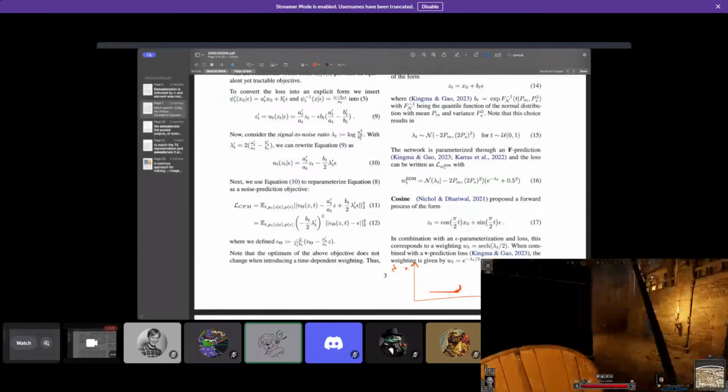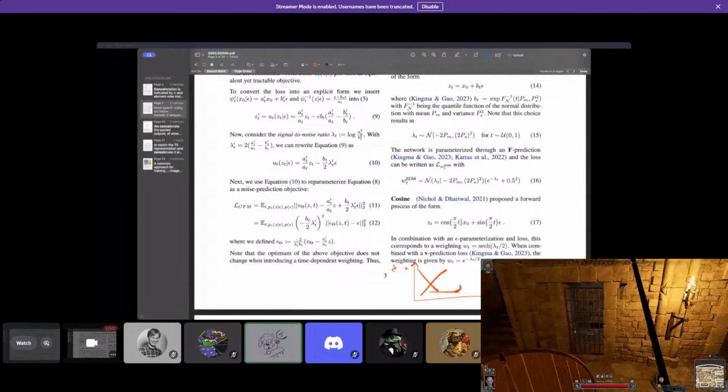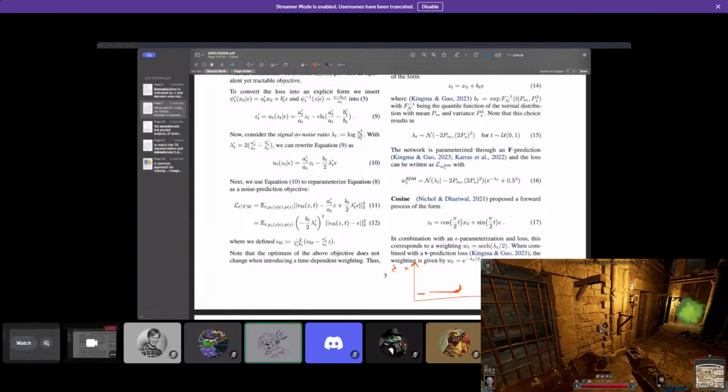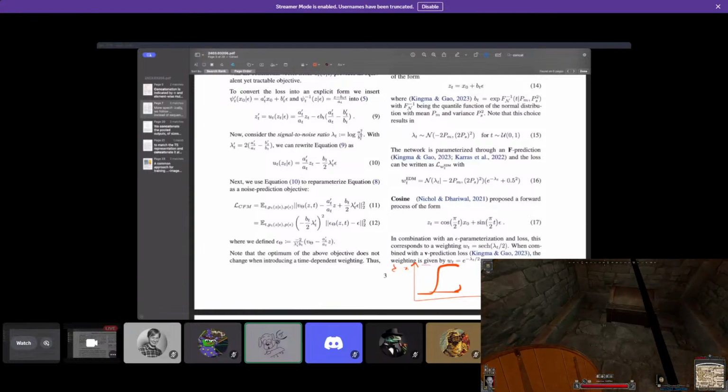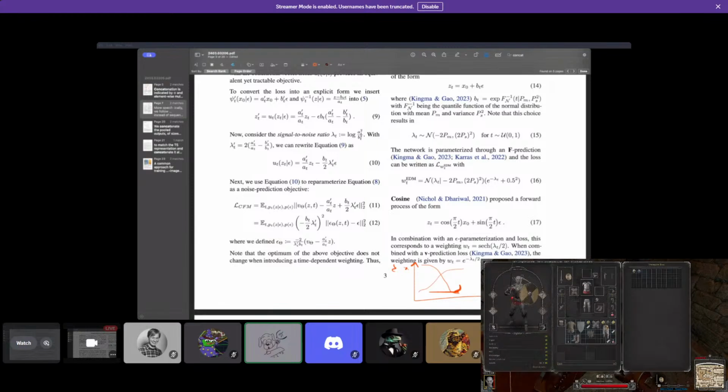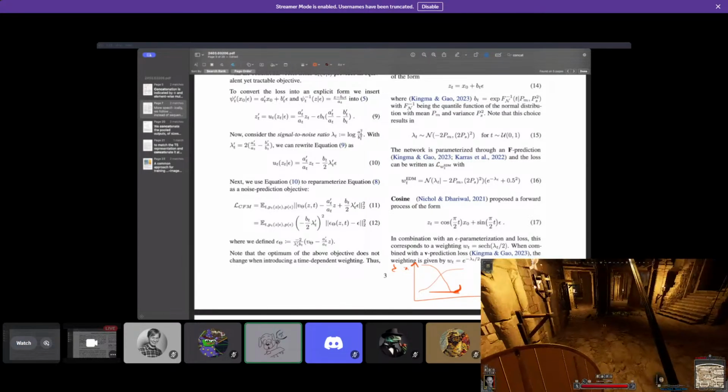So the first one would be something like this, and then the second one would be something like this, like a sine and the cosine. Oh, that's more of a sigmoid. So these would be the different schedules, and then the second thing is how do you actually sample these?